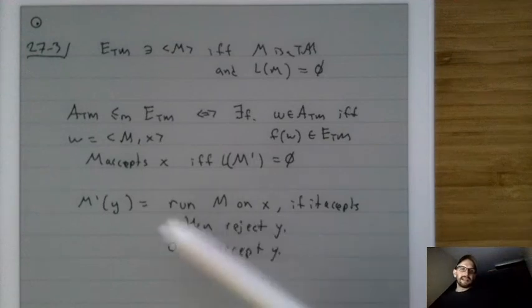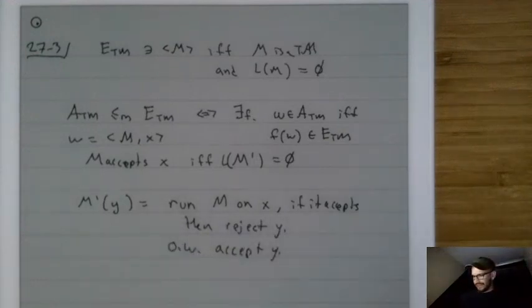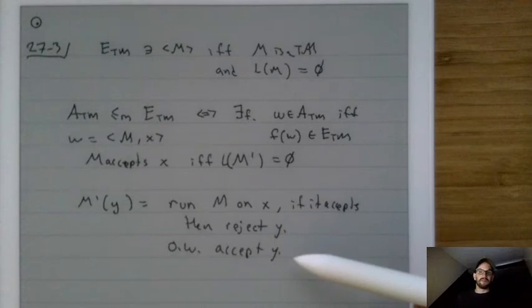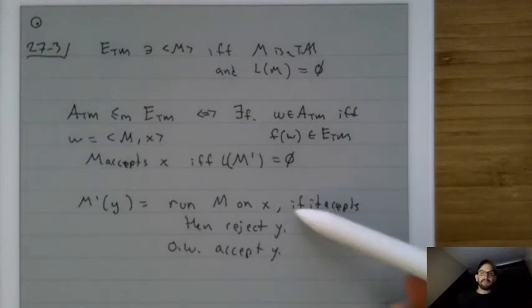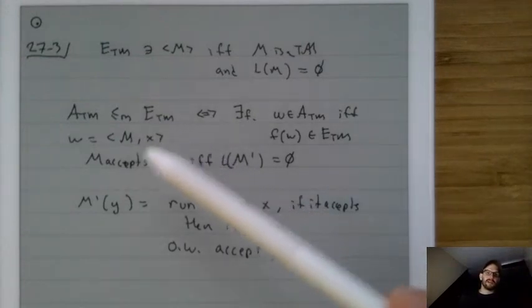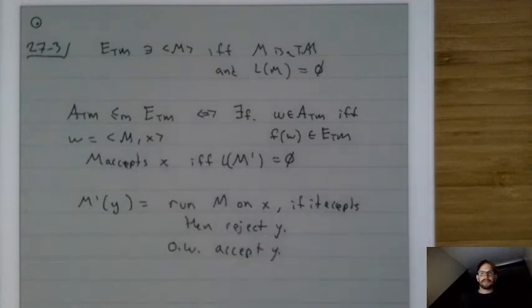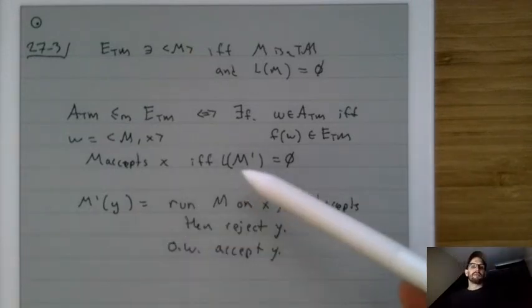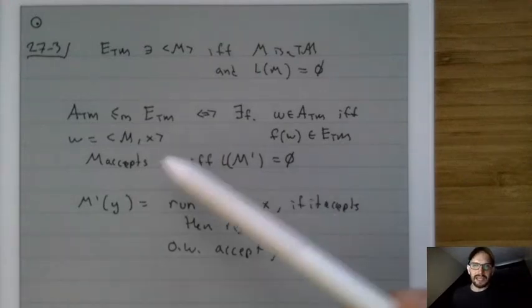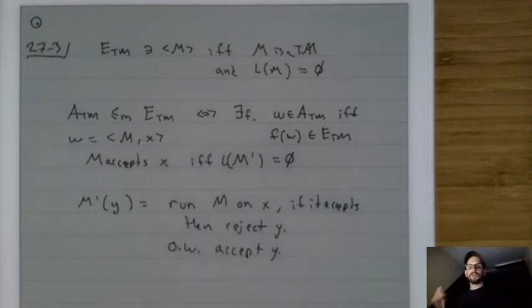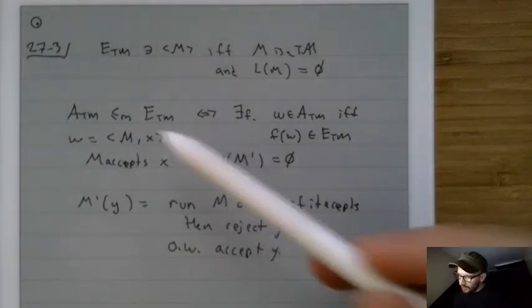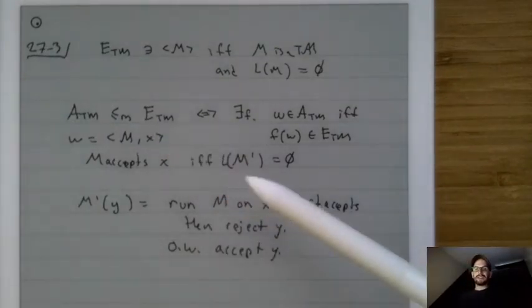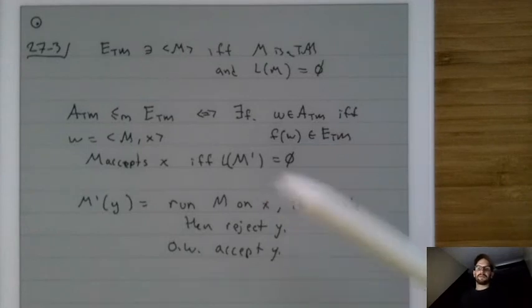Now notice that this machine right here is either completely empty or completely full. It's empty if M accepts X, and it's full if M rejects X. And so what we've now done is we've produced a machine MPrime where its language is empty if and only if M accepts X. So if you could imagine there being a machine that would solve the ETM problem, we could give it this program and it would tell us what was happening.